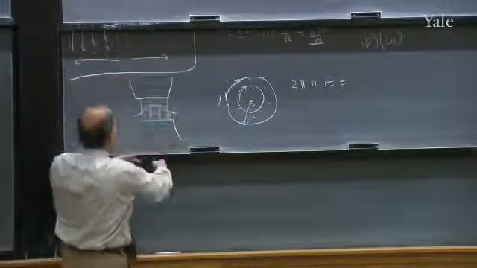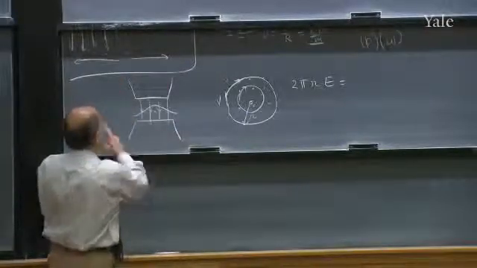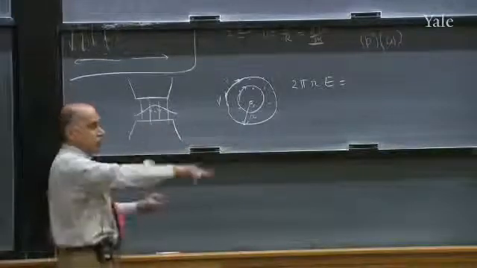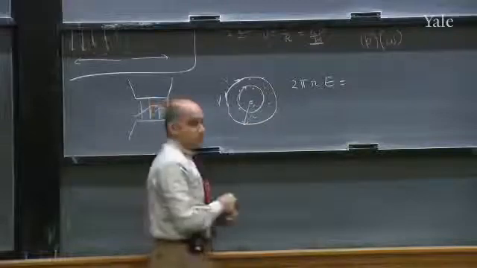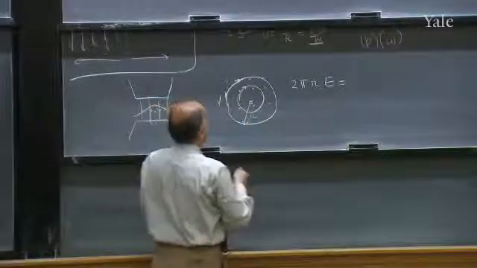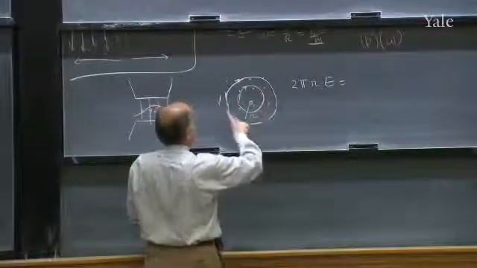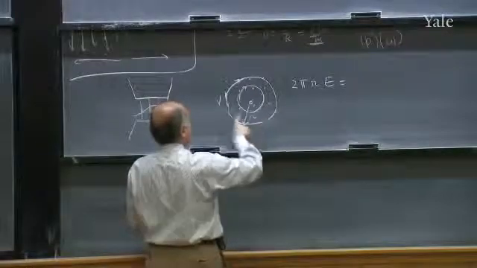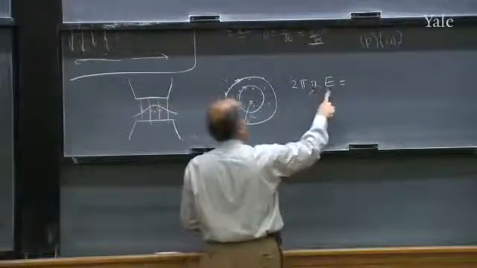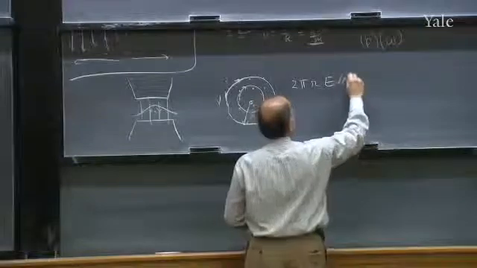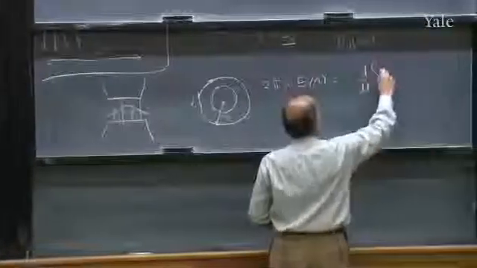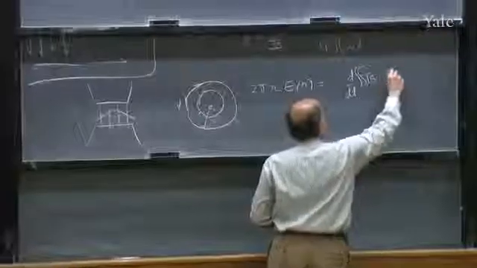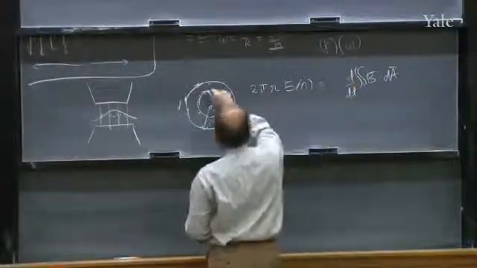This field coming from top to bottom, if it changes in strength, will generate a field in the horizontal plane that's going around in circles. So if you put a charge there, it will push it, and it will speed up. How big is the field? Well, the field is constant on a circle of radius r. It's pointing azimuthally. So its line integral is just 2 pi r times E at r. That's going to be equal to, forget the minus sign, d by dt of B dot dA inside that circle.